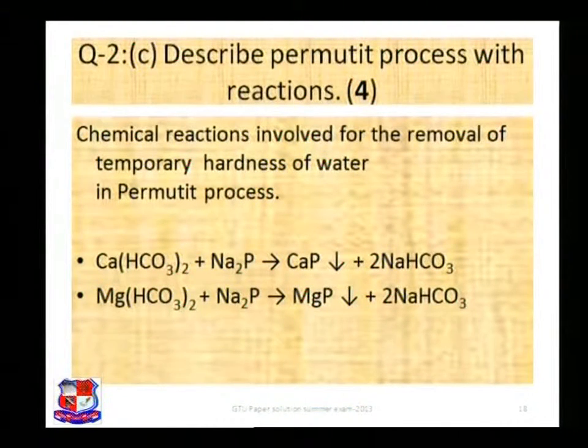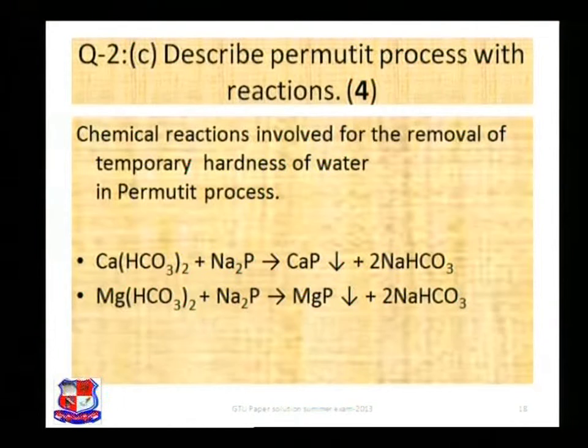Na2P stands for the sodium permutate. What chemical reaction occurs? You can see very clearly sodium is getting replaced by calcium in the chemical reaction. So what happens? It comes out to be CaP, that is calcium permutate. Calcium ion is getting retained on permutate, and finally we are going to have sodium bicarbonate as a byproduct.